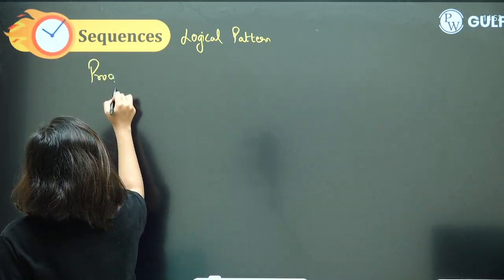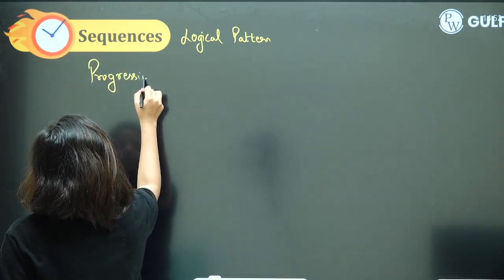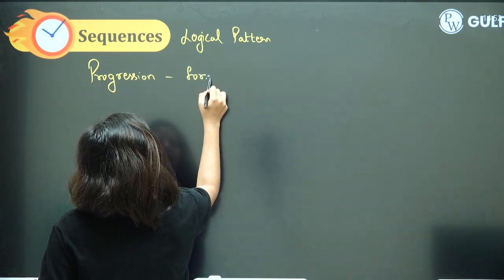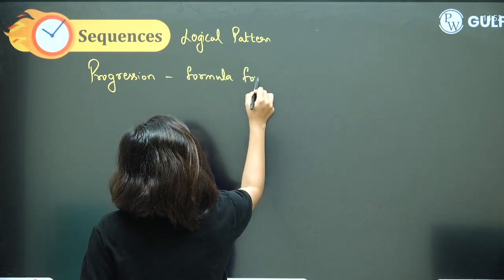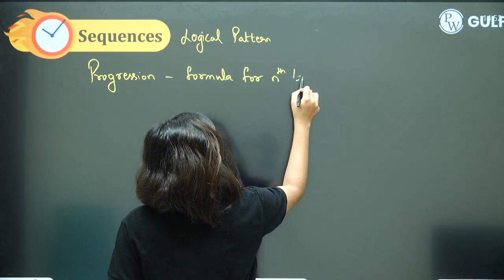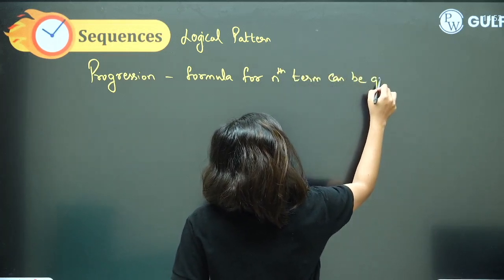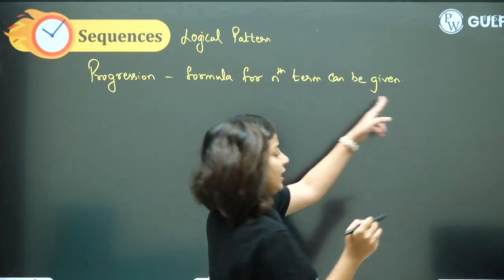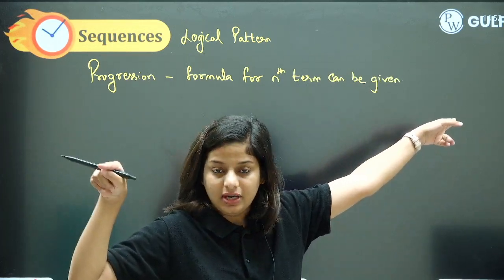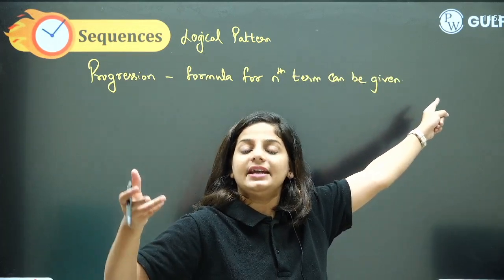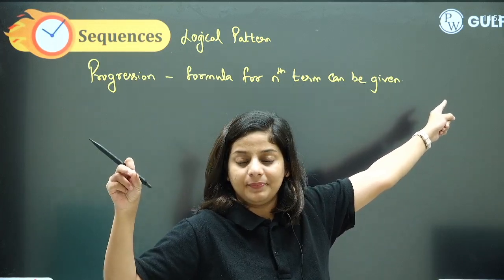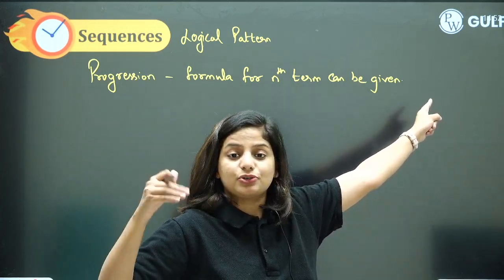progression. What is a progression? When the formula for the nth term is given. The nth term is the general term, and it can be given. Example, your even numbers. If I want to find any even number, let's say the 60th even number, I can use the formula 2n, 2 into n. If I want odd numbers, 2n plus 1.